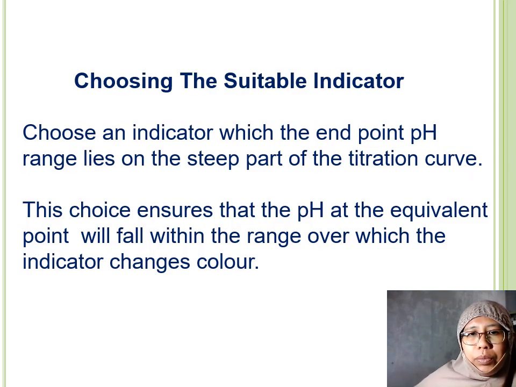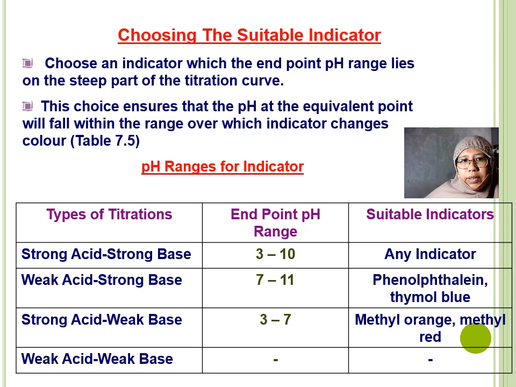Now, how do we choose a suitable indicator? We need to choose an indicator whose endpoint pH range lies on the steep part of the titration curve. This choice ensures that the pH at the equivalence point will fall within the range over which the indicator changes color. Now let's look at table 7.5. Listed there is the endpoint and the pH range, and the suitable indicator that is suggested for the type of titration. You can see the table on page 216.